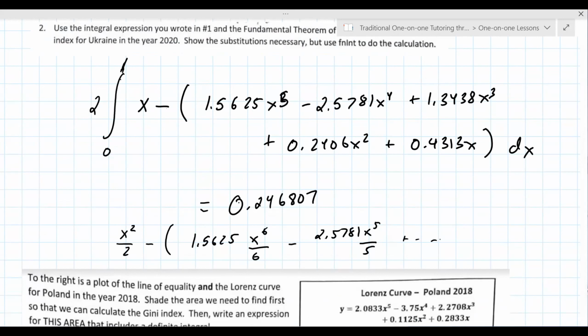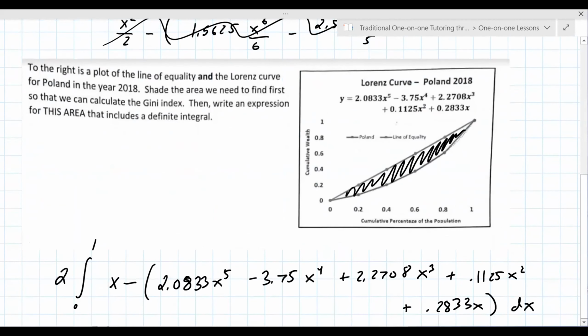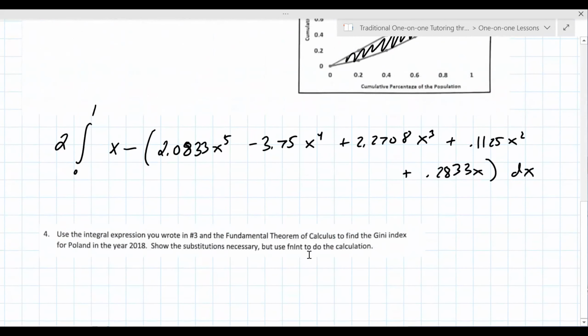Why would it be x to the 6 over 6 there? Well, that's how you find an antiderivative, because it keeps saying to show the substitutions necessary. If what I just said doesn't sound like something you've seen before, then no, we shouldn't do that. Yeah, we did work on antiderivatives, but I'm not sure if she would want to see all these by hand. Number 4 is just like number 3, except you're putting it in the calculator. Oh, okay. So this is at math 9, FN int.